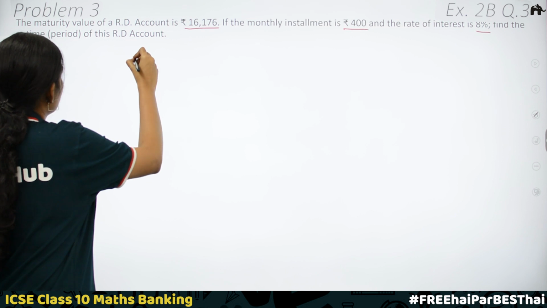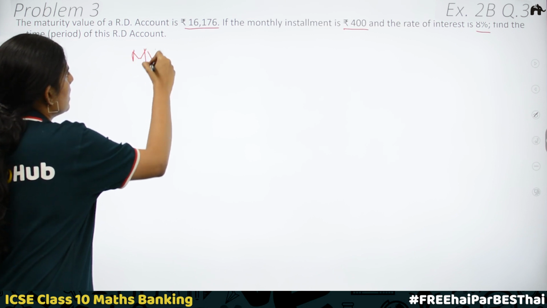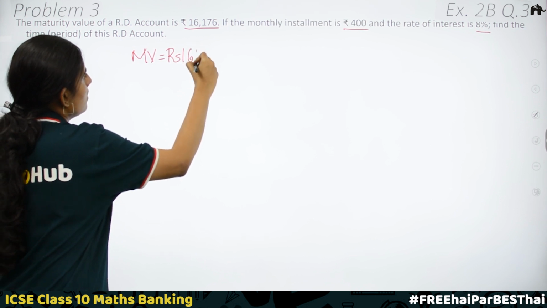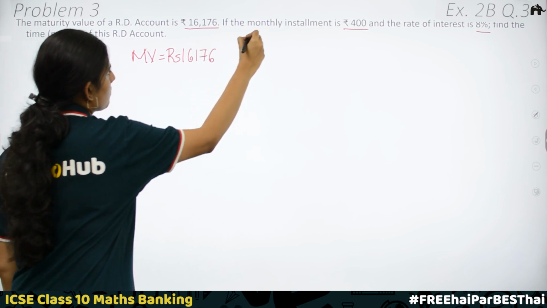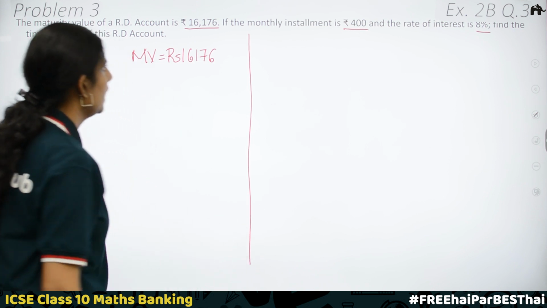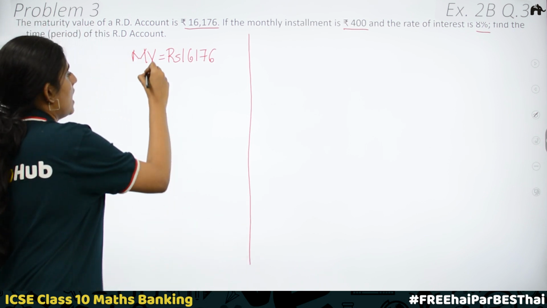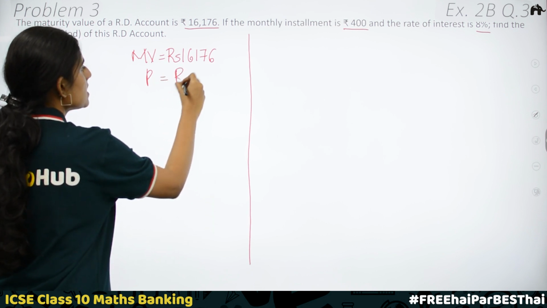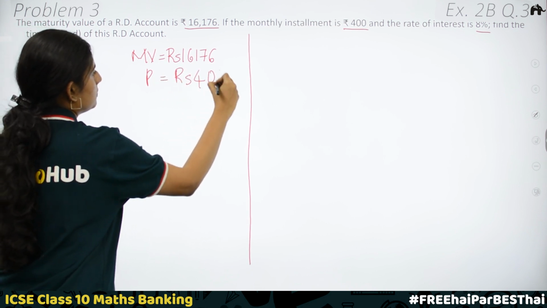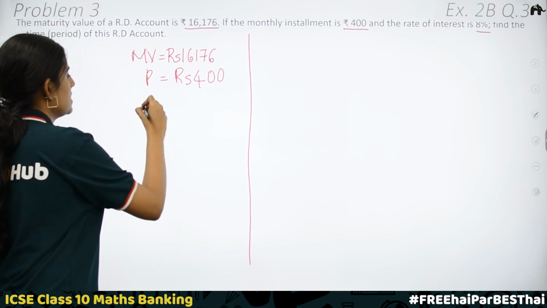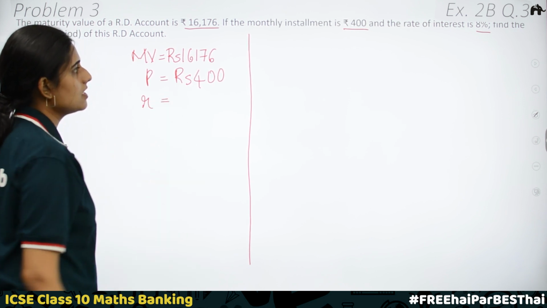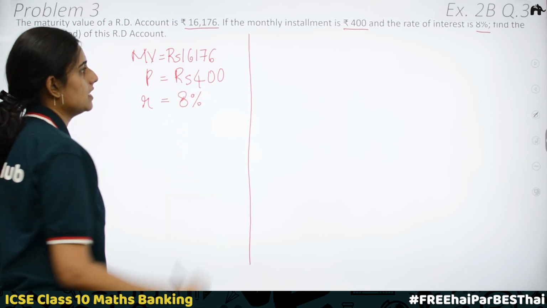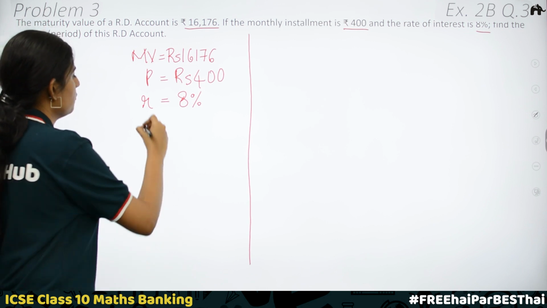Here we have the maturity value is equal to rupees 16,176. Monthly installment P is equal to rupees 400. Rate of interest is also given, R is equal to 8%. We need to find the value of N.